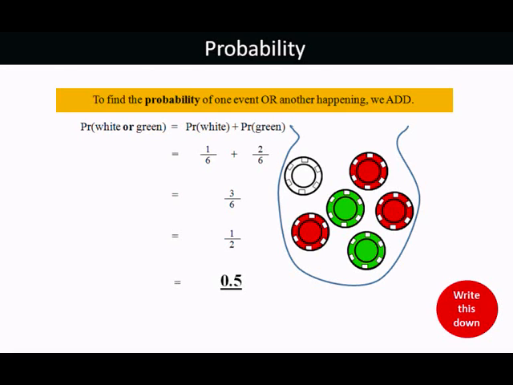And then in the same idea, to find the probability of one event or another happening, we add them up. So the chance of a white or a green, you just take the chance of a white and add it to the chance of a green. So there's a 1/6 probability of getting a white, 2/6 probability of getting a green. So the chance of getting a white or a green, we add them up to get 3/6. Makes sense because 3 out of the 6 chips in the bag are the whites and the greens. 3/6 is the same as a half, or 0.5 as a decimal.